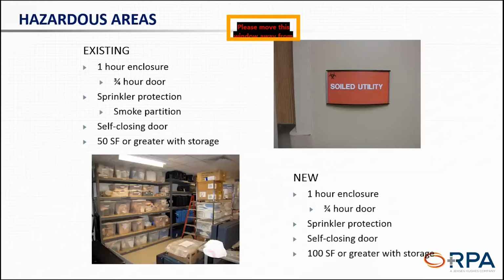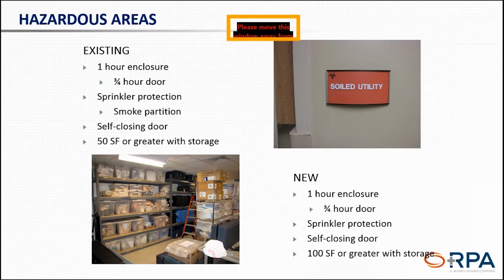Hazardous areas, I'll touch on this briefly. If you have storage in a given area or a soiled utility type of room, you're looking for a 1-hour enclosure with a 3/4 hour door. If it has sprinkler protection, then you're relying on just simply a smoke partition, a self-closing door with a positive latch, and that's usually found with 50 square feet or greater storage areas in existing.